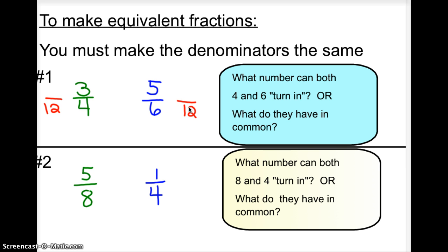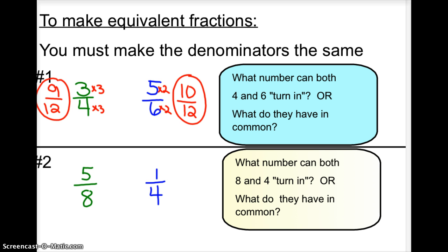I want to know how can 4 turn into 12? Well, I know that I have to multiply it by 3 and that would get 12. Whatever I do to the bottom, I must do to the top. So 3 times 3 is 9. There's my new equivalent fraction. If I look at 5/6 and I'm turning it into a fraction with a denominator of 12, I need to say, okay, how does 6 turn into 12? Well, if I multiply it by 2, whatever I do to the bottom, I must do to the top. So 5 times 2 is 10. So what I've done in example 1 is I've turned 3/4 into an equivalent fraction, 9/12, and I've done the same with 5/6, turned it into 10/12.